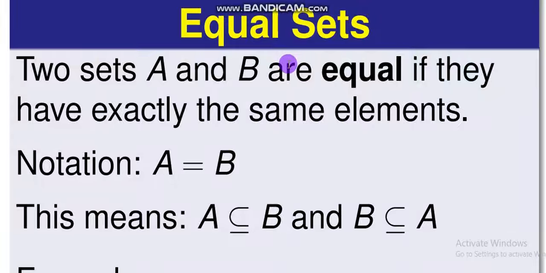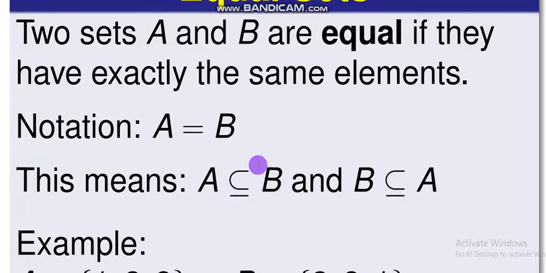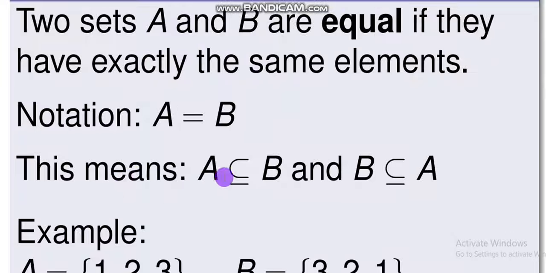Now the next thing we will consider is equal sets. What are equal sets? Two sets A and B are equal if they have exactly the same elements, meaning all the elements of A are the same elements you will find in B, and all the elements of B are the same elements you will find in A. Then the sets are said to be equal. Here is the notation: set A equals set B, and this means set A is a subset of B and set B is also a subset of A.